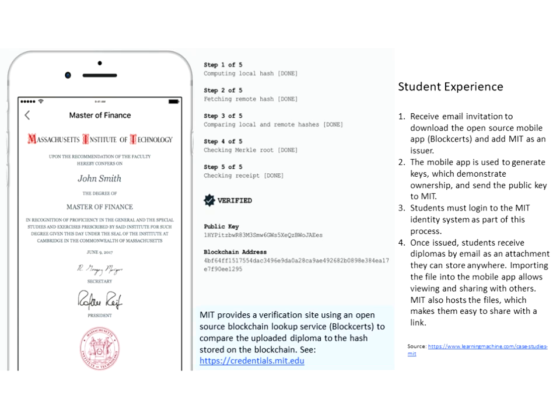The first is MIT, their foray, their pilot with blockchain technology for diplomas. They were for students on the bachelor's and the master's level. And what I'm showing you here on the right is the student experience. Students received email. They were told to log in if they wanted to participate. They signed in through their MIT identity system and went through the process, and once issued, the students received their diplomas by email as an attachment, which doesn't sound like a big deal.